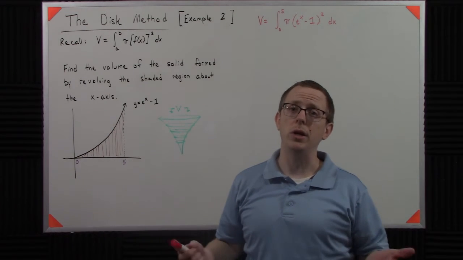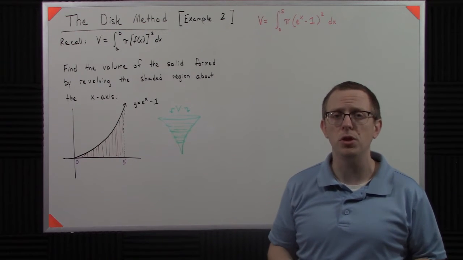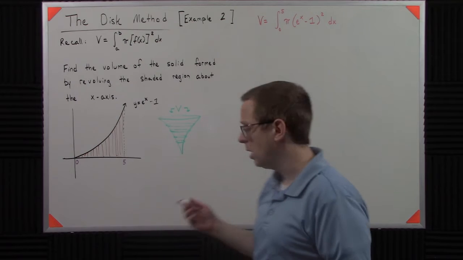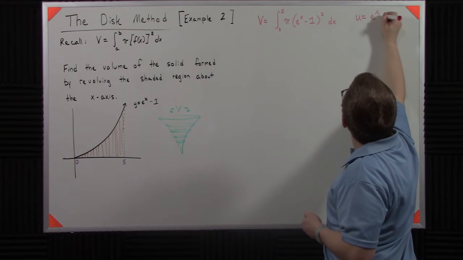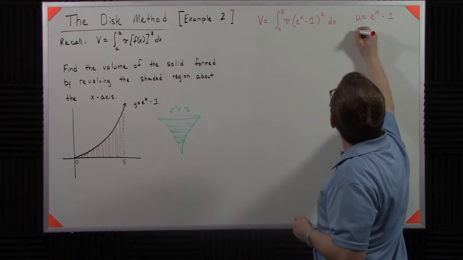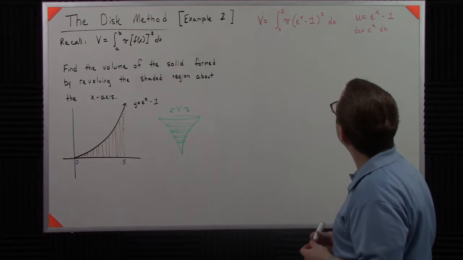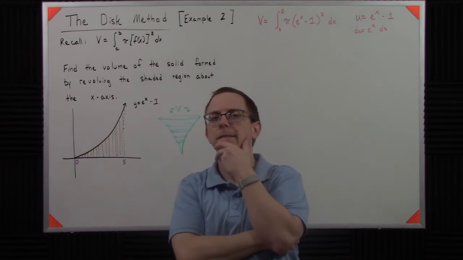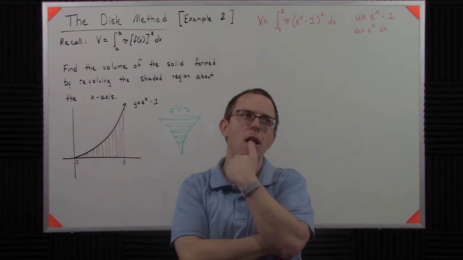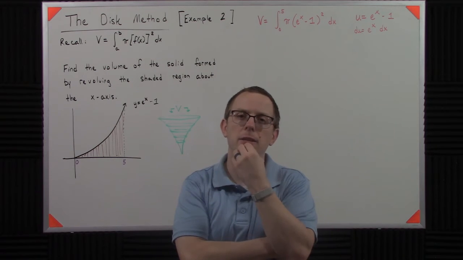Now, we could square this. I would, again, use substitution like we did in the previous example. I would say u is e to the x minus 1, du is e to the x dx. Now, as I say that, that's probably a really bad idea. And I could start over.